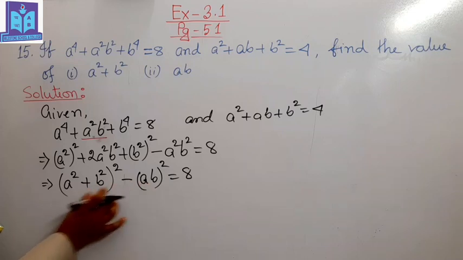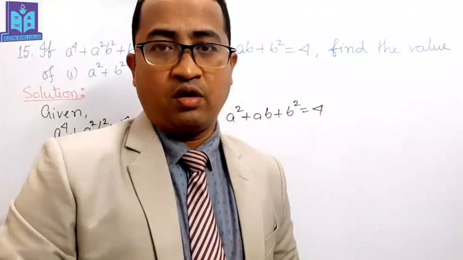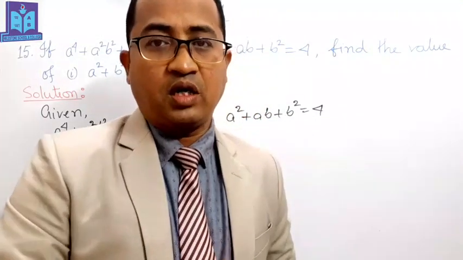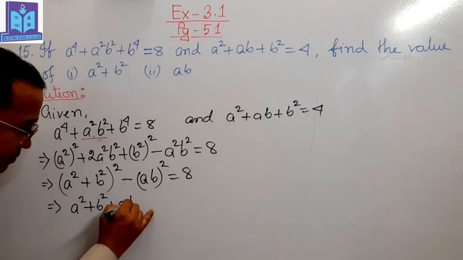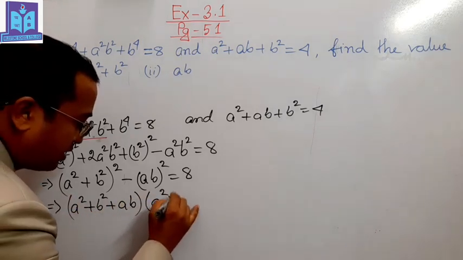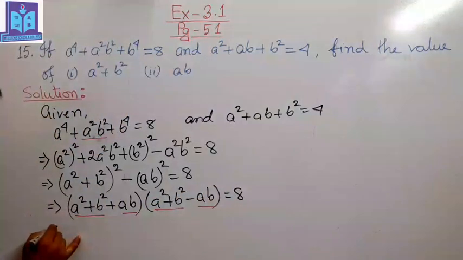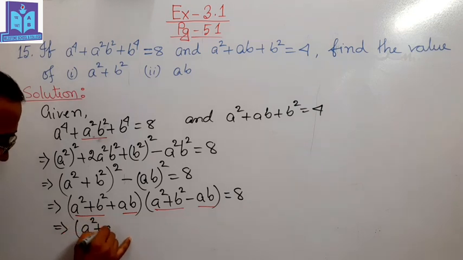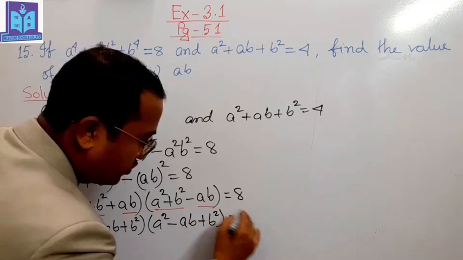Now look again, this becomes a format of a formula. Which formula? Yes, this is a² − b², and we know the formula of a² − b² is (a + b)(a − b). Here a means a² + b², and b means ab. So (a² + b² + ab)(a² + b² − ab). Now arrange it, it will be like this: (a² + ab + b²)(a² − ab + b²) is equal to 8.